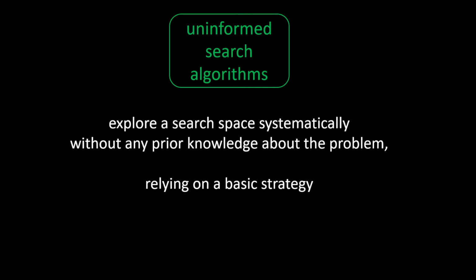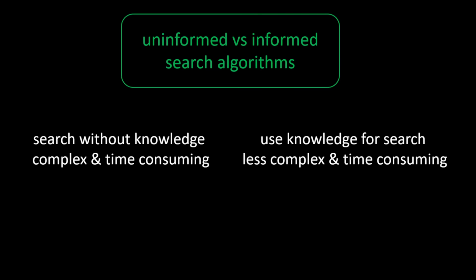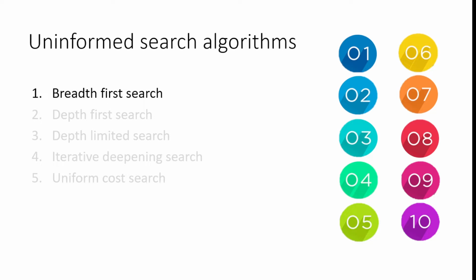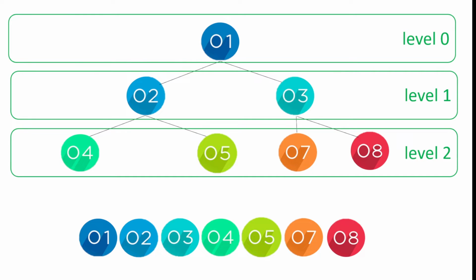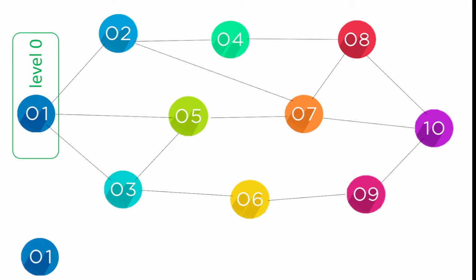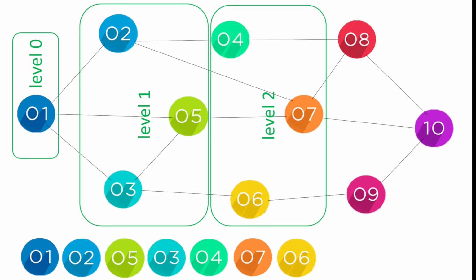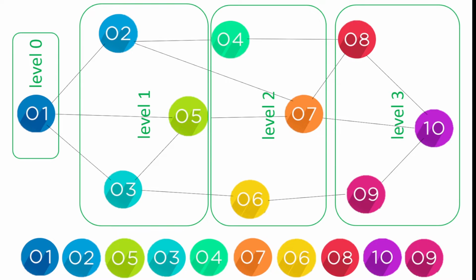So uninformed means they explore a search space systematically, but they don't have prior knowledge, so they rely on a basic strategy. So uninformed v informed, really, without knowledge and more time consuming and complex. So let's have a look briefly at what the 5 algorithms are. Breadth first search, we cover each level, we go down a tree or we go through a graph using all the nodes in each level.